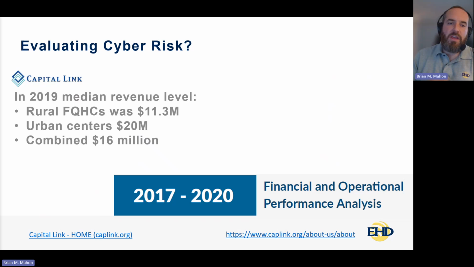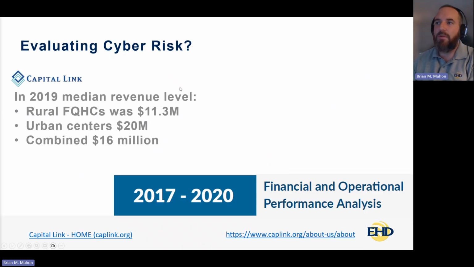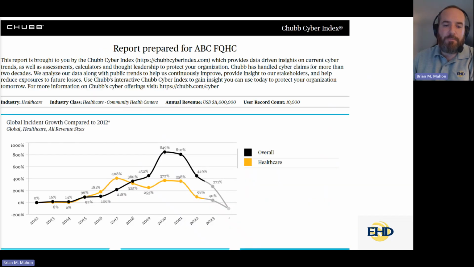So we're going to create a fake community health center here. ABC FQHC, or I Hate Compliance FQHC, whatever you guys want to call it today. And we'll make them a rural FQHC. So we'll take that 11 million figure. Again, Capital Link is a nonprofit organization that does a lot of analytical reporting for FQHCs across the country. It helps with their operations, right? So we'll take that 11 million figure.